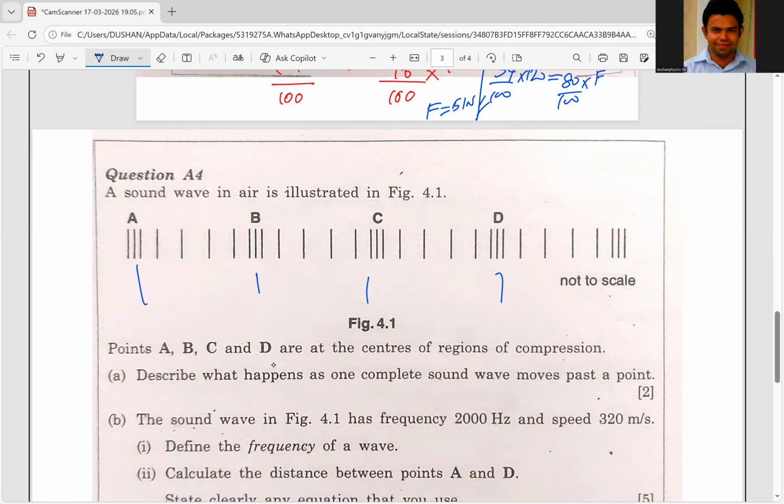So what did you write, Manuka, in the A answer? I didn't write the answer for that, sir. Okay, Sanket.